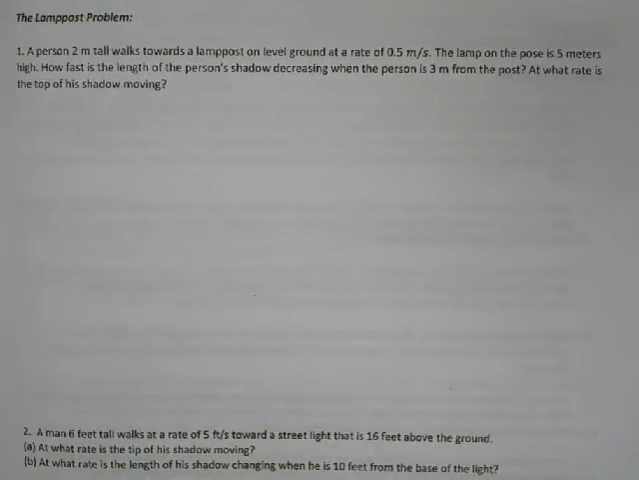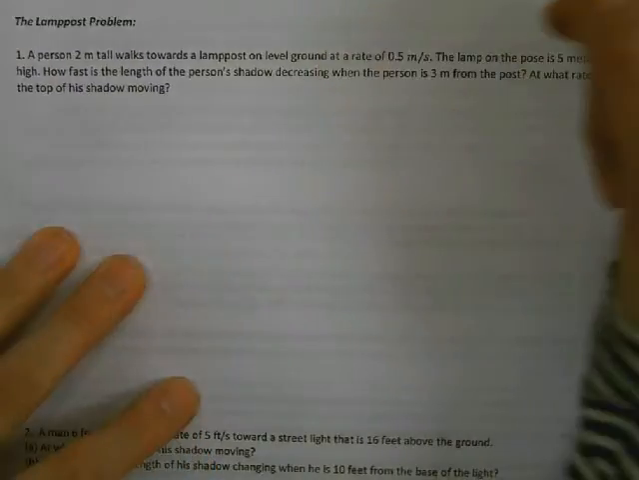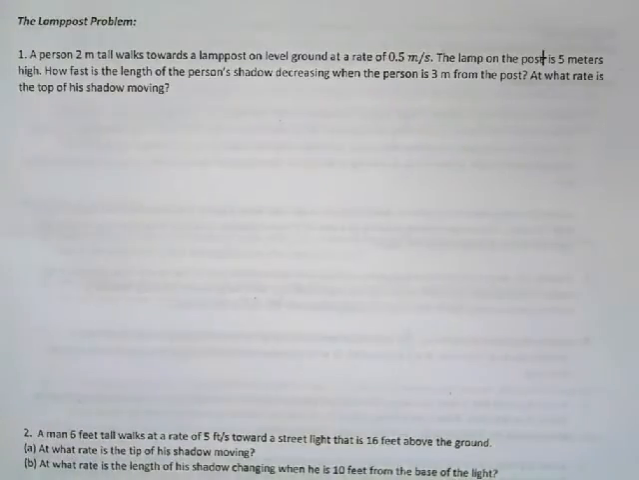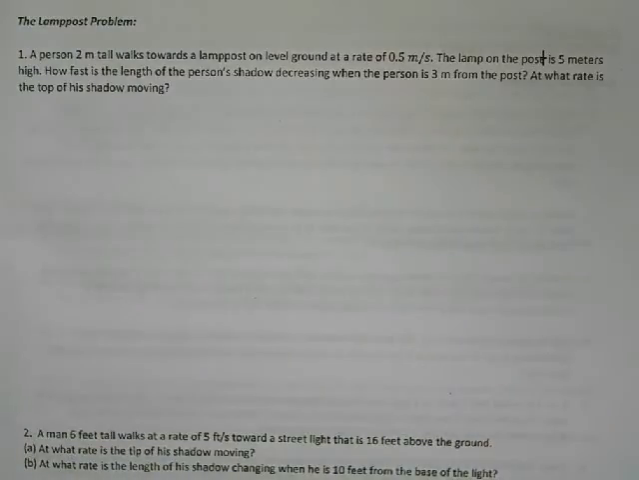I have a person 2 meters tall walking towards a lamppost on level ground at a rate of 0.5 meters per second. The lamp on the post is 5 meters high, and I want to know how fast the length of the person's shadow is decreasing when that person is 3 meters from the post. And then we're going to talk about at what rate the tip of his shadow is moving.